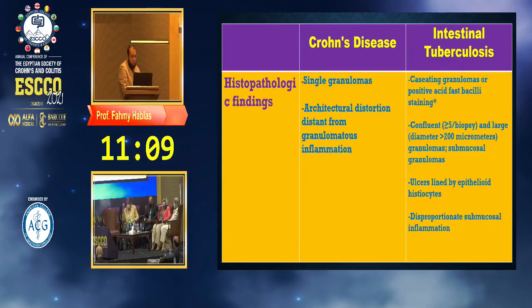Histopathologically, in Crohn's we have single granulomas, architecture distortion, distant from the granulomatous inflammation. In tuberculosis, we have caseating granuloma, positive for acid-fast bacilli. The granuloma more than 5 per biopsy, large, more than 200 micrometer, submucosal granulomas, ulcer lined by epithelioid histiocyte with disproportionate submucosal inflammation.